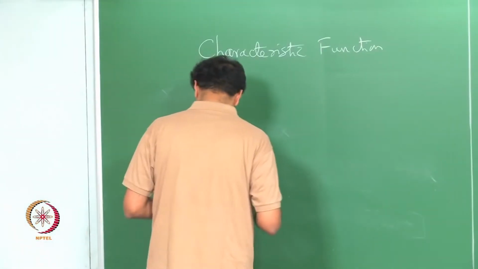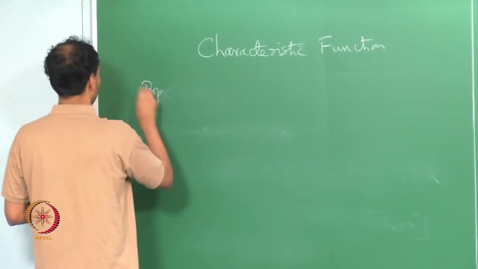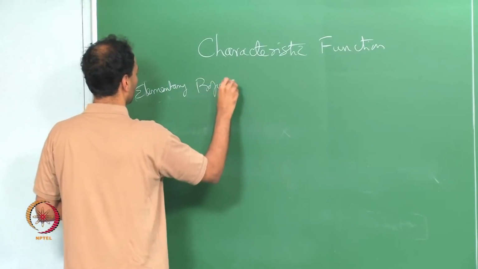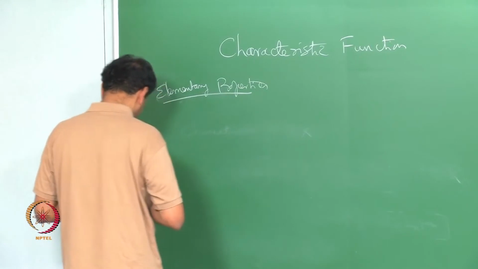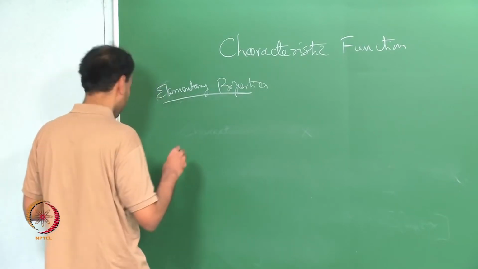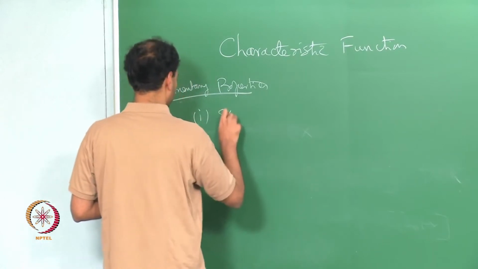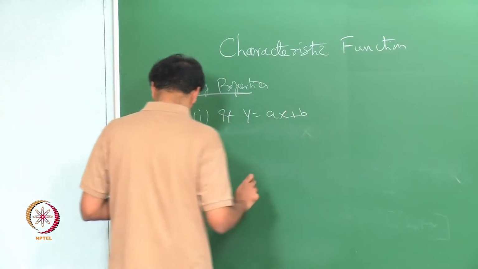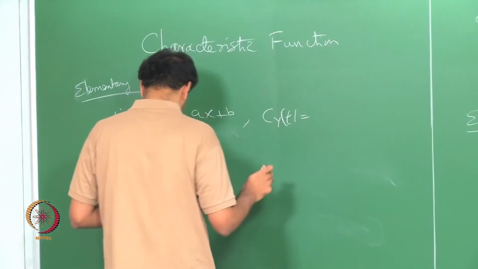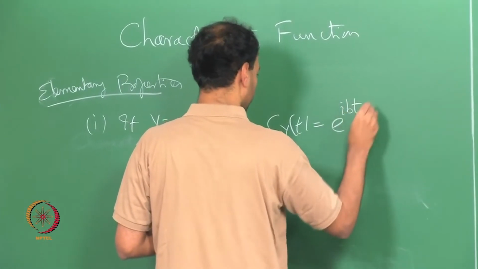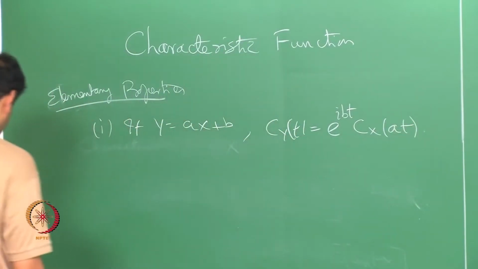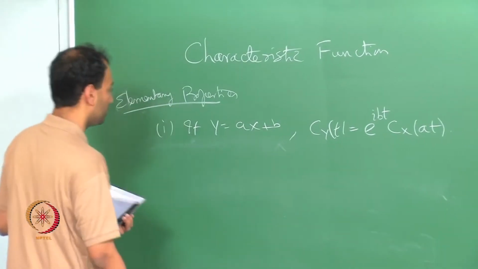So, let me just state some elementary properties. If y is equal to a x plus b, then C y of t is equal to e power i b t times C x of a t. Okay, this is again from the definition.